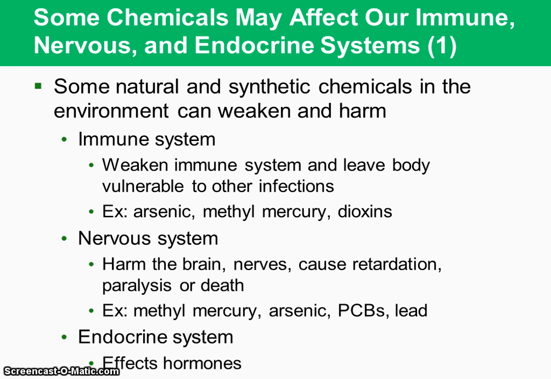Examples there, you'll see an overlap. Methylmercury is on there again, arsenic is on there again, PCBs, and lead. And so we do, again, have some of these chemicals that are going to work on multiple body systems. And that's one of the reasons why we get so concerned with something like a mercury poisoning. And then there's your endocrine system, and your endocrine system is in control of your hormones.